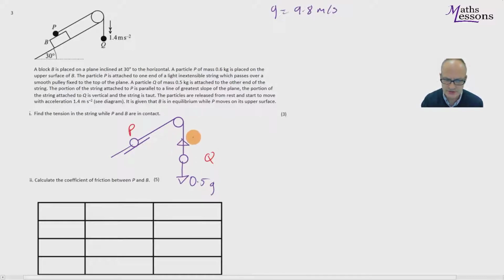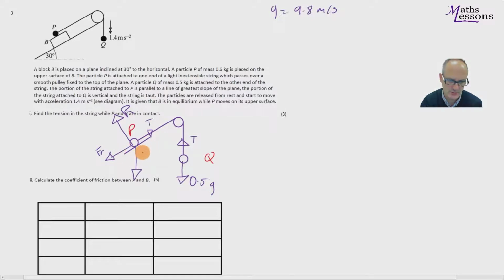And then we've got the tension going up. Now the tension is consistent in the system. So as far as P is concerned, the tension will be going that way. The string will be pulling it up the plane, whereas Q feels the tension going that way. Now P is also going to have friction on the surface of the block. I'm going to use FR for friction, and we're going to have a normal reaction on the block, so we'll call that R, and we're also going to have its weight. Notice I've just drawn a line for the top of B to indicate the surface.